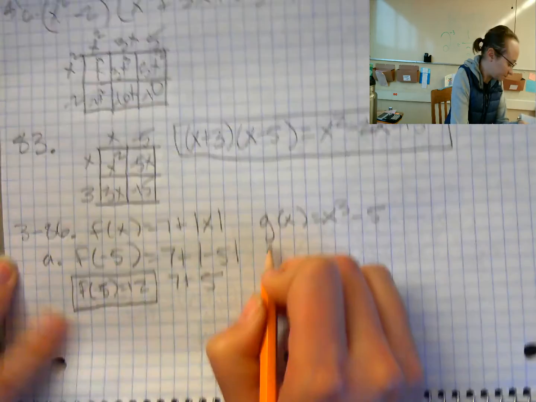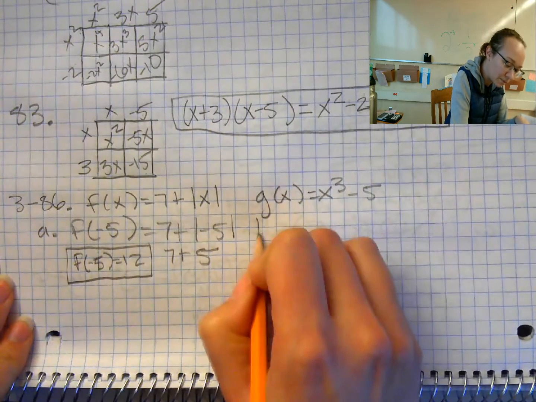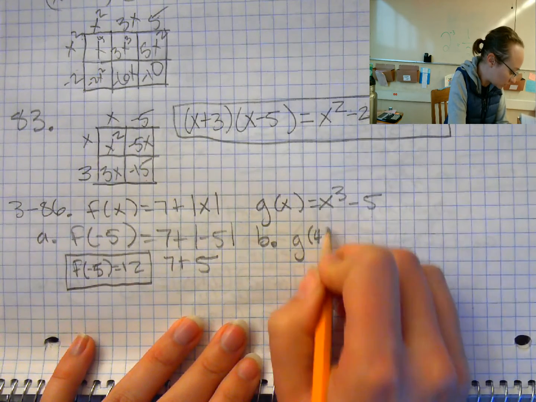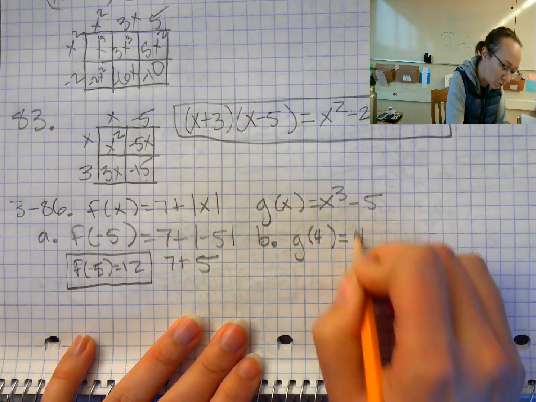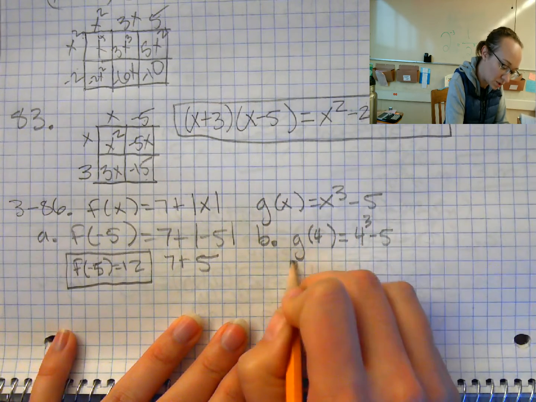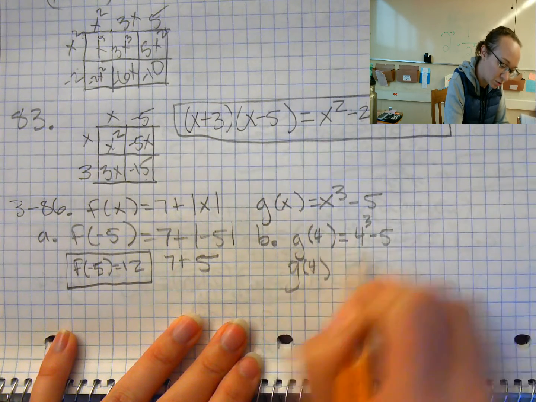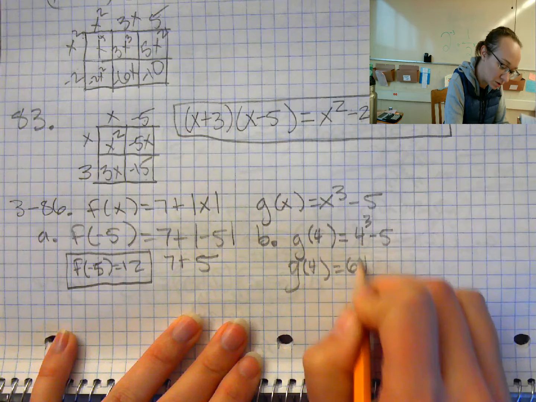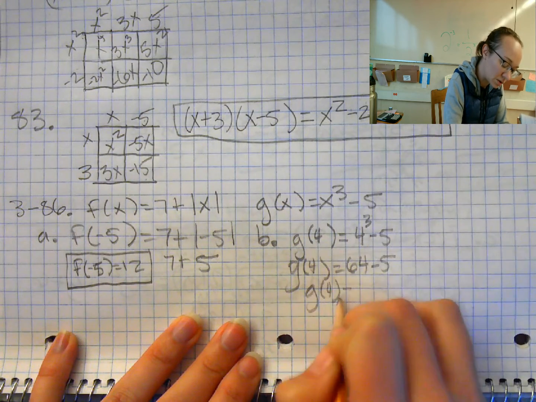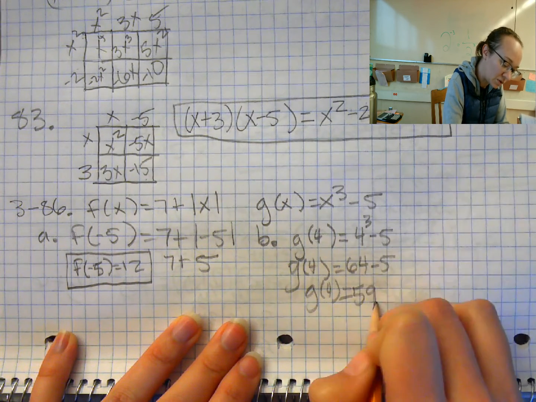On B, we have g of 4, which is going to be 4 cubed minus 5. We just sort of did that, didn't we? G of 4, 4 cubed is 64 minus 5. So that would be 59.